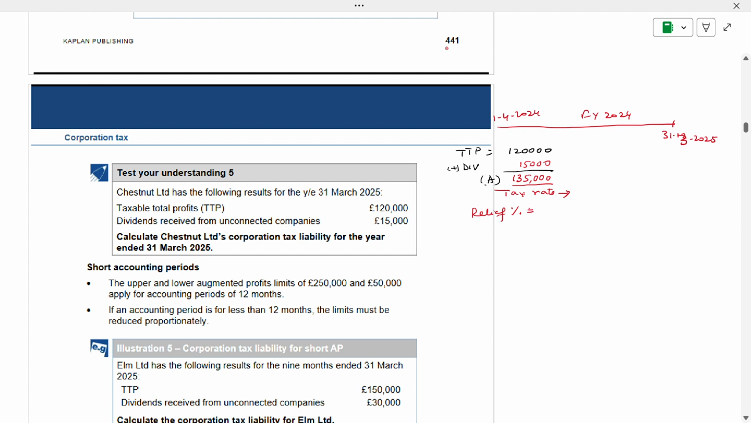Which tax rate will be applicable? We have to calculate the tax rate. Is it right? We have to calculate the relief. Relief percentage, marginal relief. Don't write relief, write marginal relief. What is the marginal relief?